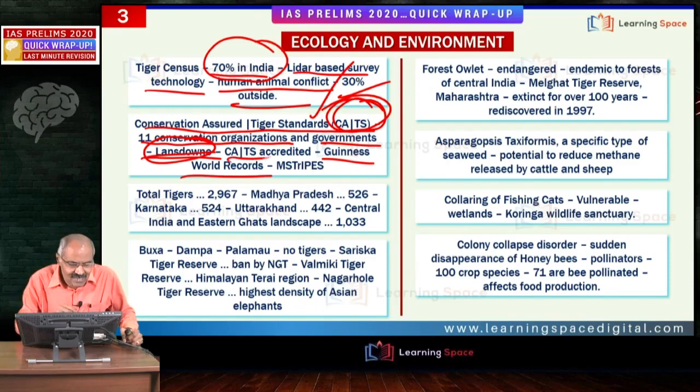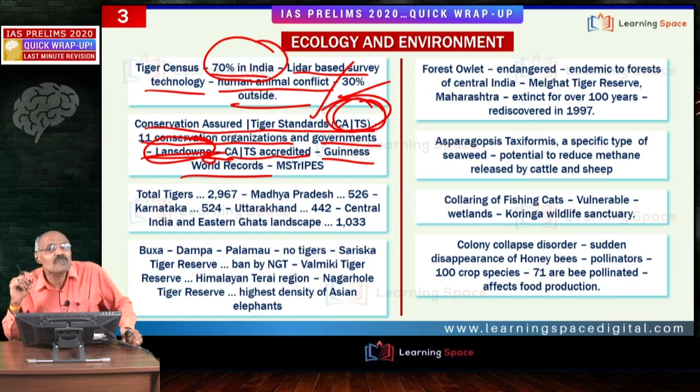Then CATS accredited this Lansdowne, this is the most important aspect, and for conservation purposes, M-STrIPES is being used. So friends, all these things are important. This is CATS, Lansdowne, please don't forget. And the 3rd one is M-STrIPES.